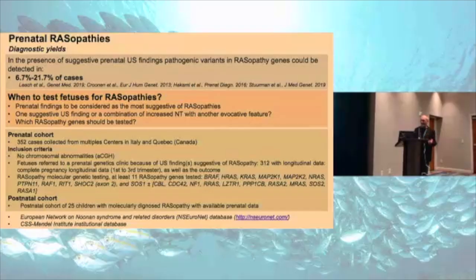A RASopathy panel was analyzed, including at least the most important genes. I think that the minimum was 11 genes. So the Canadian cohort included also a postnatal cohort of 25 children with molecularly confirmed diagnosed RASopathy with available prenatal data. And we compared the prenatal mutation spectrum with the NS Euronet database, which includes more than 4,000 cases, and the internal institutional database of my laboratory.